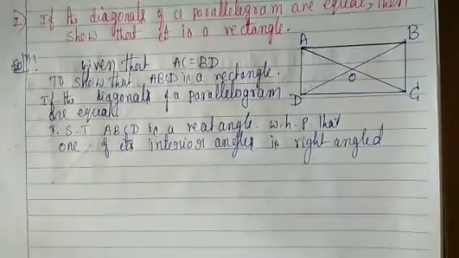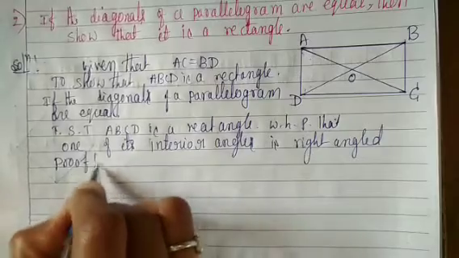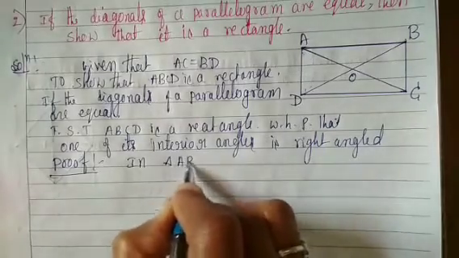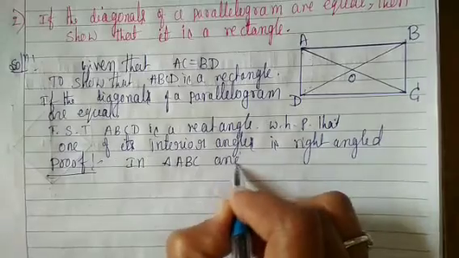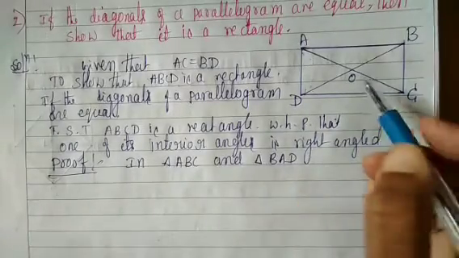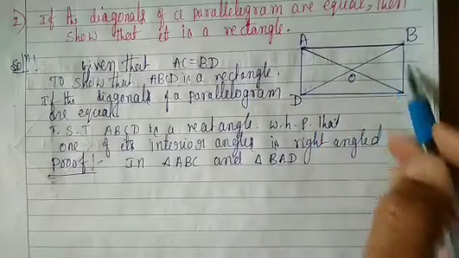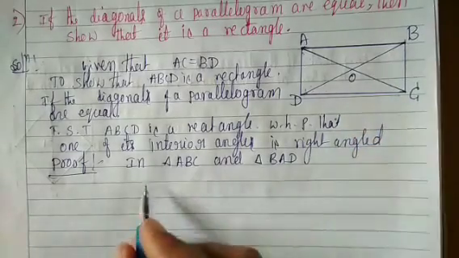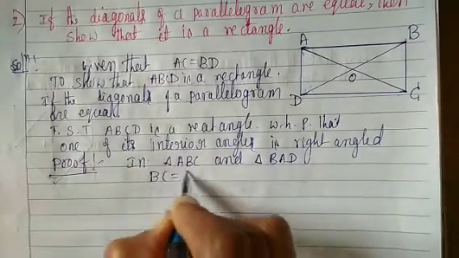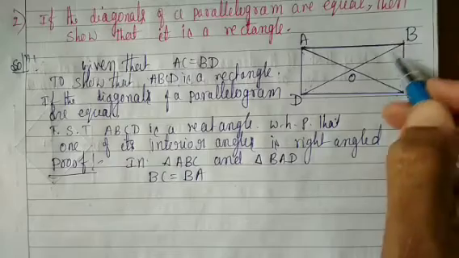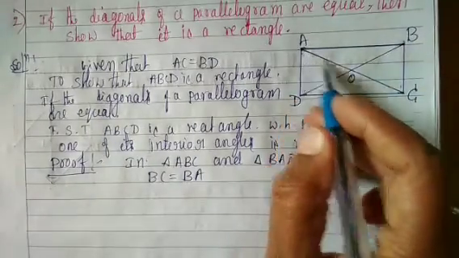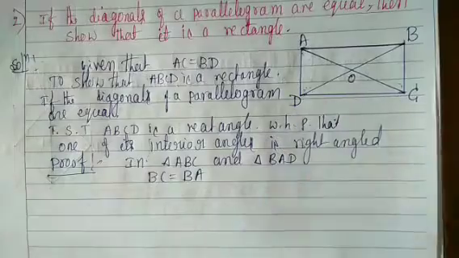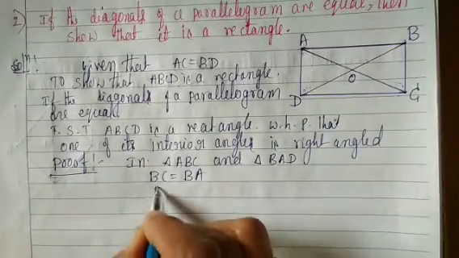Next, proof. In triangle ABC and triangle BAD, here BC is equal to BA, and AC is equal to AD.